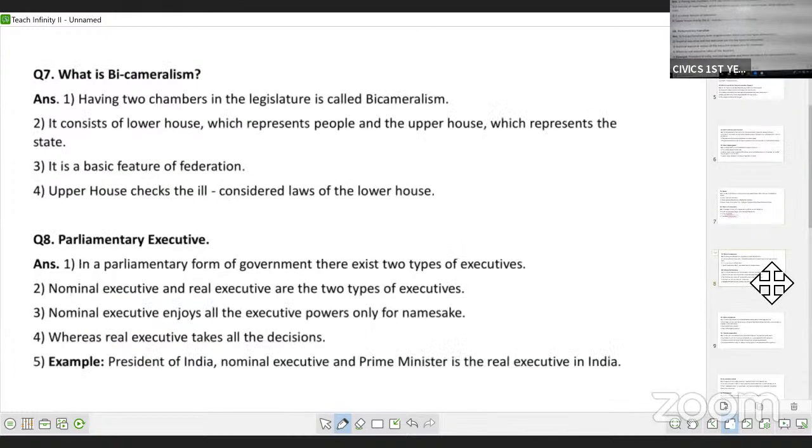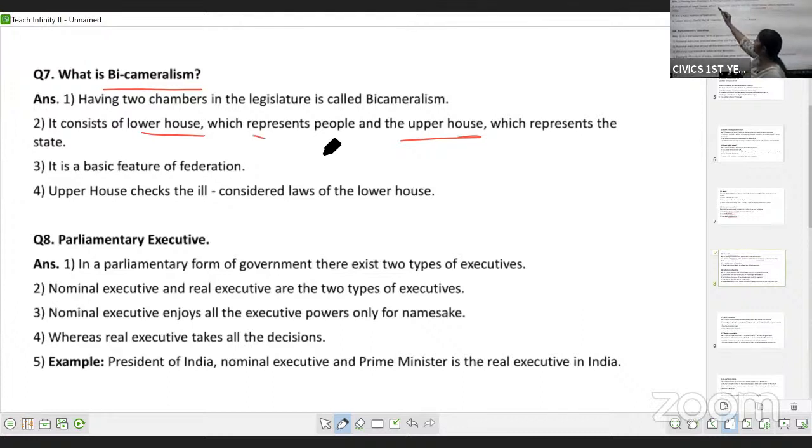Okay, next is opposite to unicameral, we have bicameral. So bi means two. Bicameral legislature means legislature having two chambers or houses. Legislature having two houses, or you can say chambers also. So you will have a lower house and an upper house. Lower house, it represents the people. Okay, it is representation of people, and upper house, it represents the states.